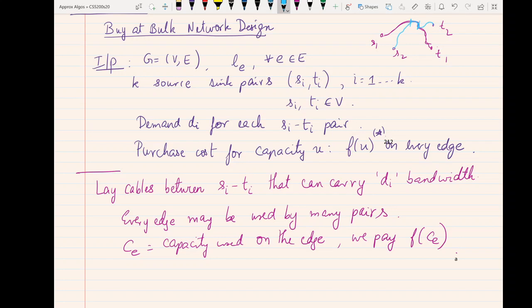Now you, being a supplier, can go to this edge and say, well, I need to lay D1 plus D2 units of cabling through this edge, right? So I might as well buy it together. And that is why the star is here. You have a purchase cost for the bandwidth that you purchase on every edge. Now that purchase cost obeys these bulk properties.